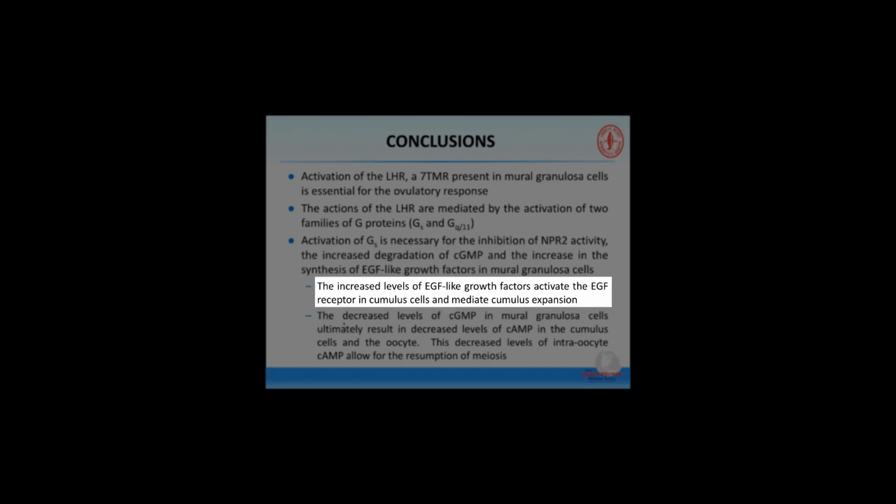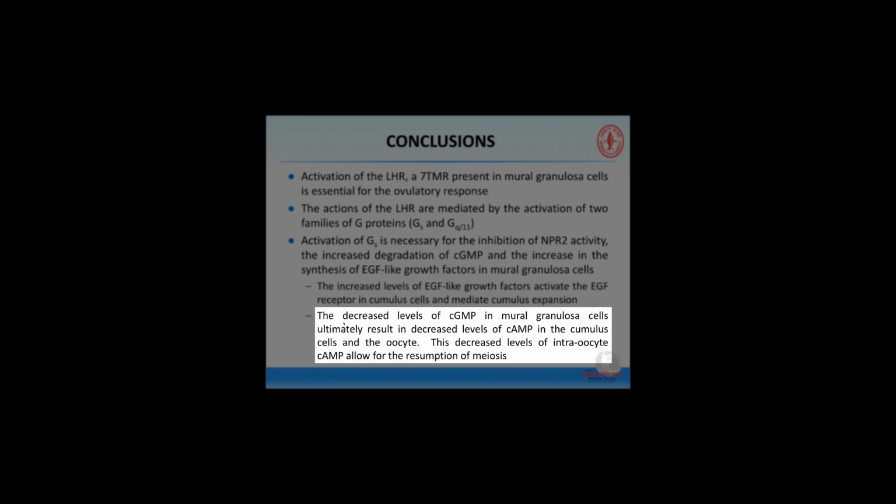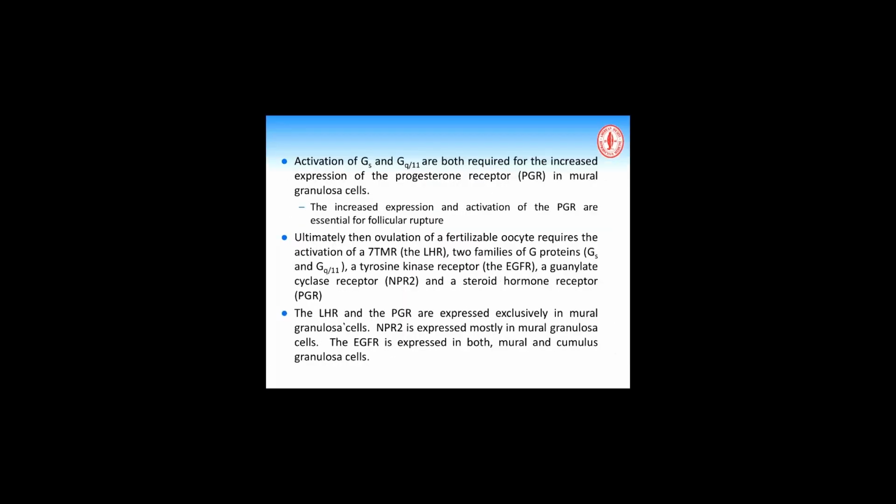The increased levels of EGF-like growth factors then activate the EGF receptor both in cumulus cells and in mural cells. But importantly, in the cumulus cells, the activation of this receptor is necessary for cumulus expansion. Then the decreased levels of cyclic GMP in the mural granulosa cells ultimately result in decreased levels of cyclic AMP in the cumulus cells and the oocyte. So these decreased levels of intraoocyte cyclic AMP is what allows for the resumption of meiosis.